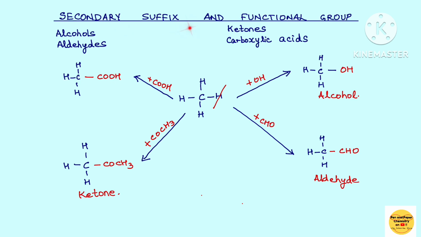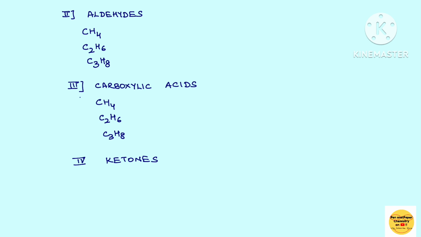So the secondary suffix will be the set of words that we are going to use in order to depict the presence of any of these groups. So alcohol, aldehyde, ketone, carboxylic acids. There are more as well, but as I mentioned, we are limiting ourselves to the present set of 4 functional groups.